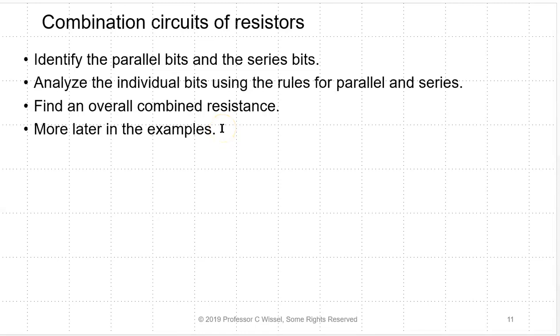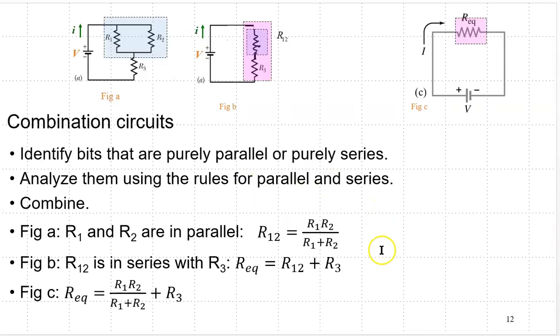When you have combination circuits, it's just like we did with combination capacitors. Remember that? We identify the parallel bits and the series bits. We analyze the individual bits using the rules for parallel and series, and then we find an overall combined resistance, and we'll do some examples. Here's one of the examples. We're going to turn this circuit, which has two parallel resistors and then a series bit here, into this one. So what you do is identify bits that are purely parallel or purely series, analyze them using the rules, and then combine them.